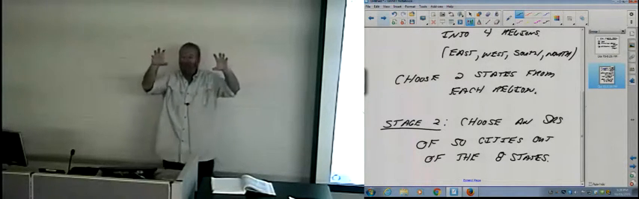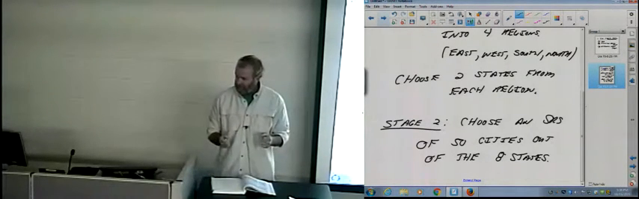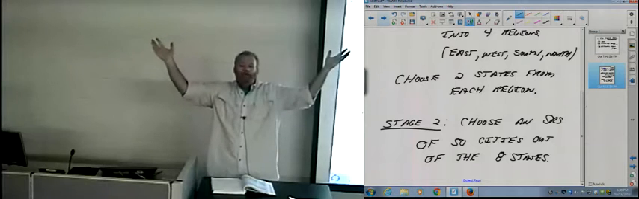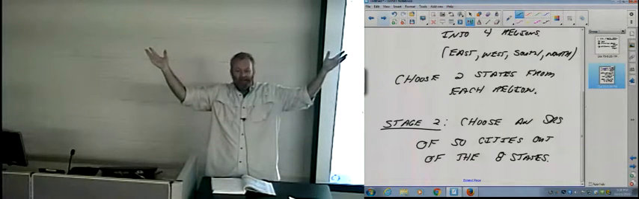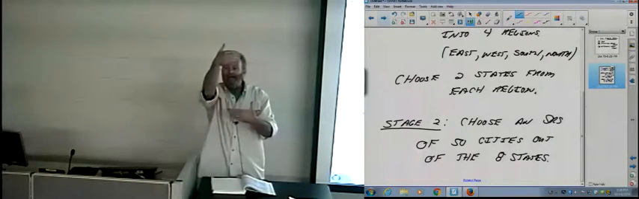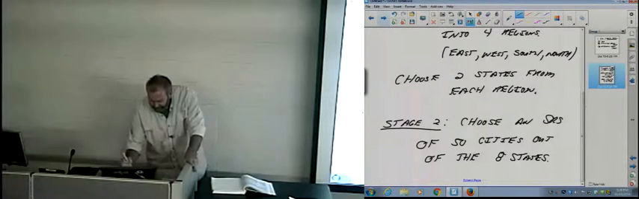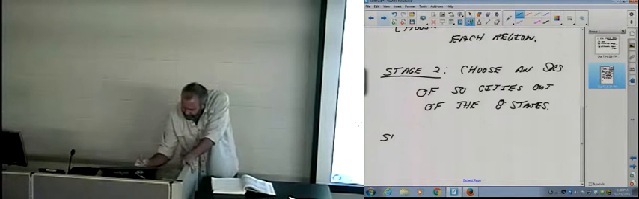You had 8 states. Now, within those 8 states, I want to choose 50 cities, right? So the other 42 states are gone. You're not choosing any cities out of the other 42. You're choosing your 50 cities out of the 8 states from step 1, from stage 1. Okay? Stage 3.